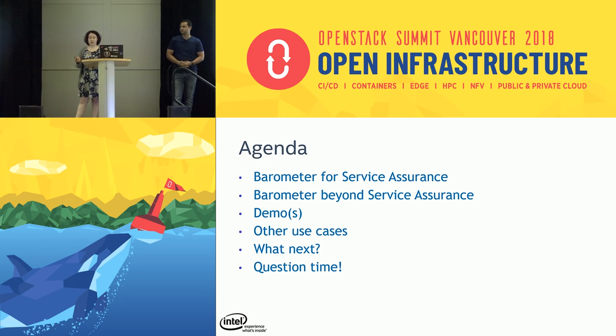Then we're going to look at how it started evolving beyond service assurance and look at two use cases, one with the Bottlenecks project in OPNFV, and another one with network services benchmarking, both of which use the Yardstick framework, so we're going to have to talk about that a little bit as well. Time permitting, we do have some demos, and after that we may speculate about new directions for Barometer and where we're going to go with what we have available. And then I'll open the floor to questions.